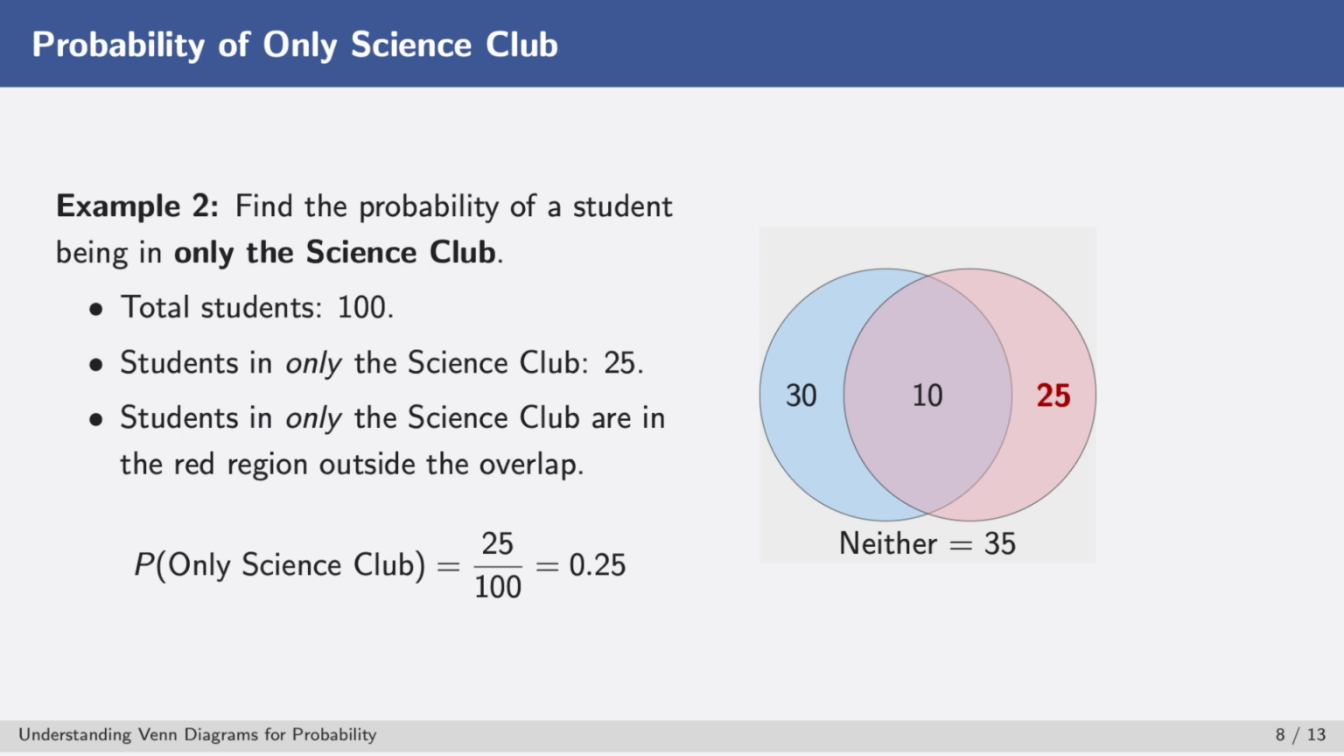Moving on to example 2, we're calculating the probability of a student being in only the science club. Looking again at the Venn diagram, we see that 25 students are only in the science club, shown in red on the right side of the diagram, outside the overlap. Using the same formula, we take 25 and divide it by 100, which gives us 0.25. So there's a 25% chance of selecting a student who belongs only to the science club.